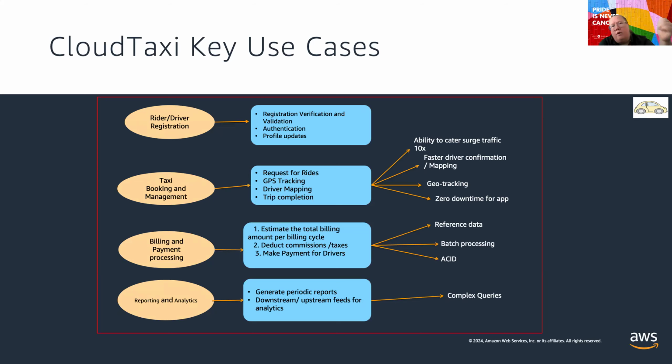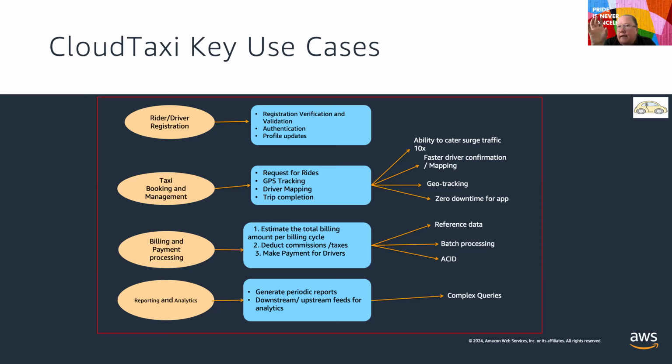So how do I request for rides? How do I keep the spatial data intact, like GPS data tracking? So that is a live operation that is real time, of course, because the driver is getting to the ride requester. How do you map the drivers on the map to get to the destination the fastest? And how do you get the trip completion data?